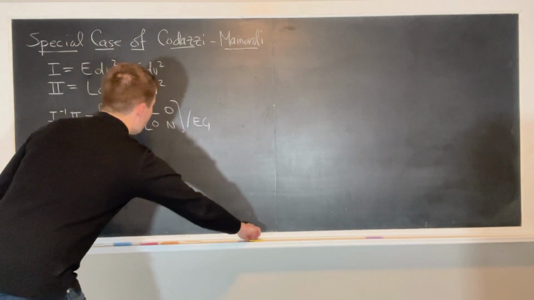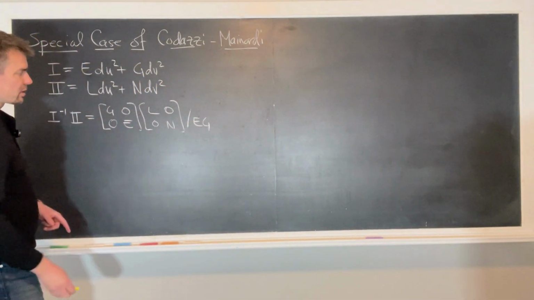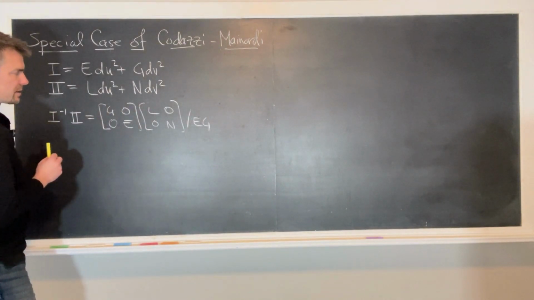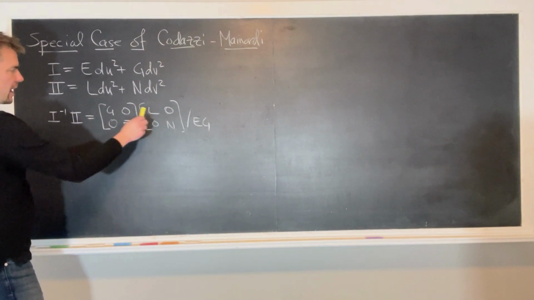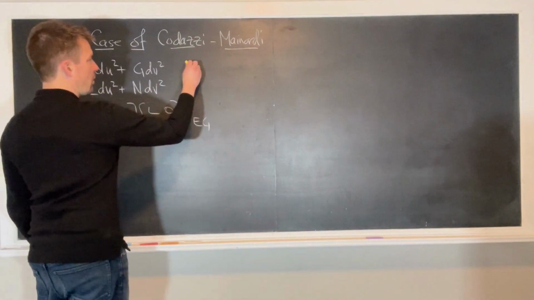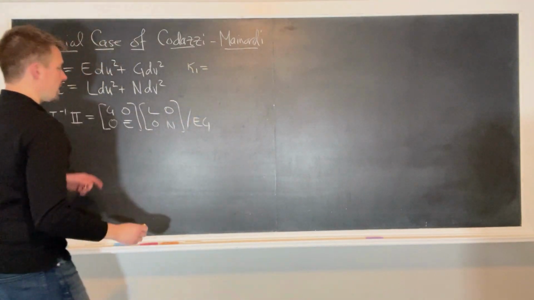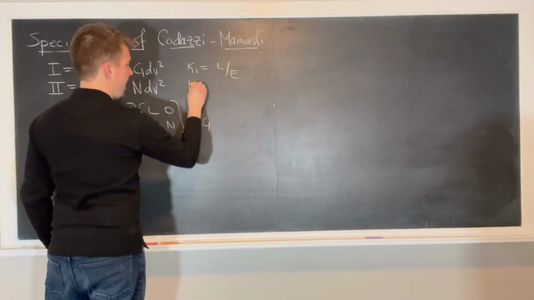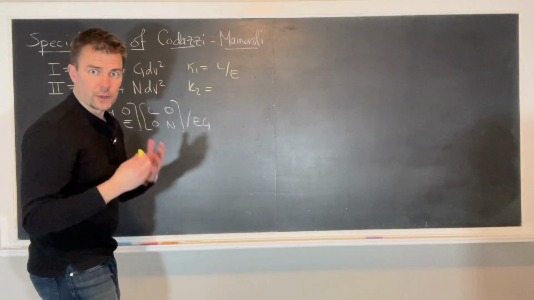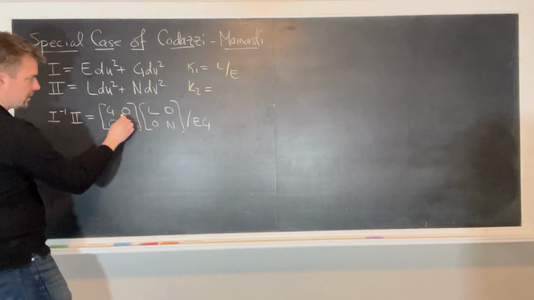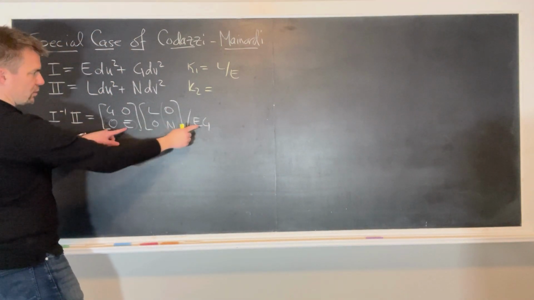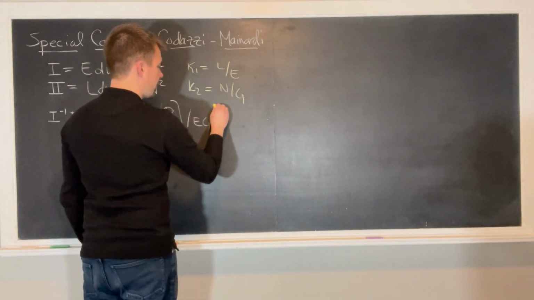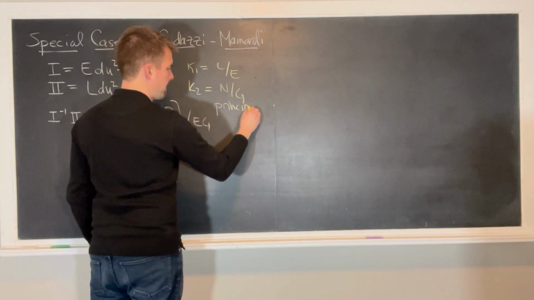What this allows me to do now is easily find out what the two principal curvatures are, right? If I do this row and this row over here, it's going to be a diagonal matrix. I'm going to have L times G over E times G, so my kappa 1 is going to be L over E. And my kappa 2, my second principal curvature, is going to be N times E over E times G. That's going to be N over G. And those are our principal curvatures.